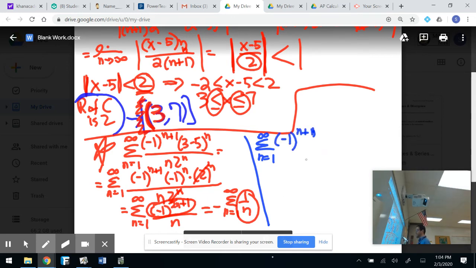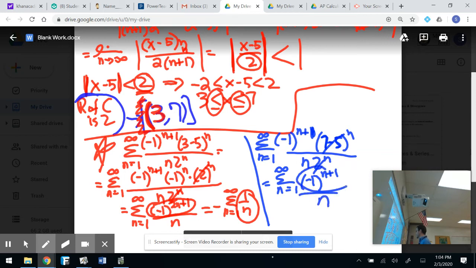So this time, instead of x minus 5 to the n, it's going to be 7 minus 5 to the n, all over n to the 2n. Now, we all know 7 minus 5 to the n is just 2 to the n. And then we get the sum from 1 to infinity of negative 1 to the n plus 1 over n. That is definitely an alternator, so that means alternating series test.